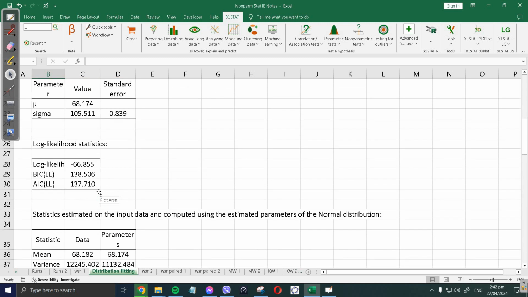So, that is one example of doing the Kolmogorov-Smirnov test to determine whether our data set is normal, for us to determine whether we're going to use parametric methods or not.